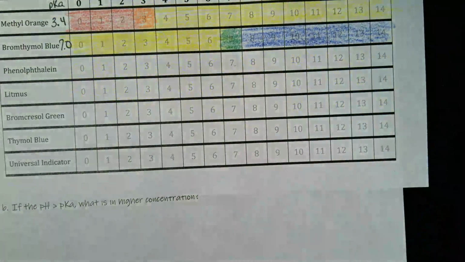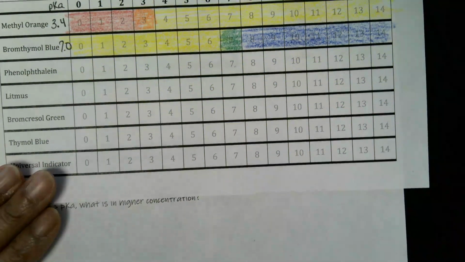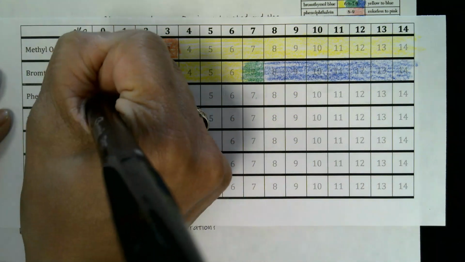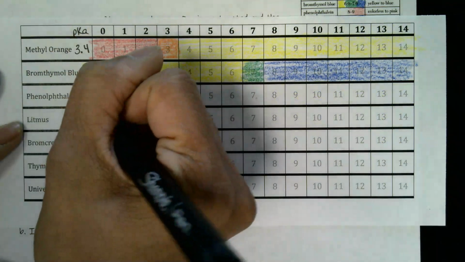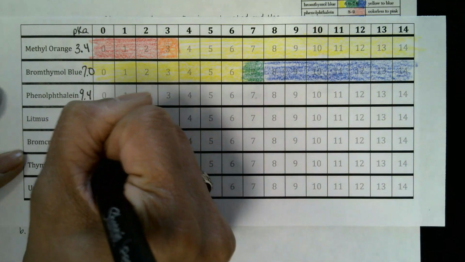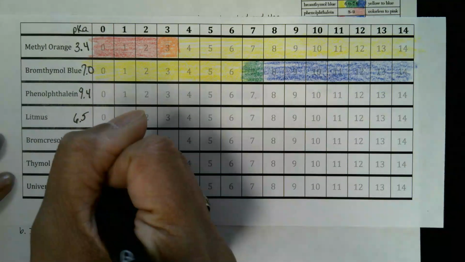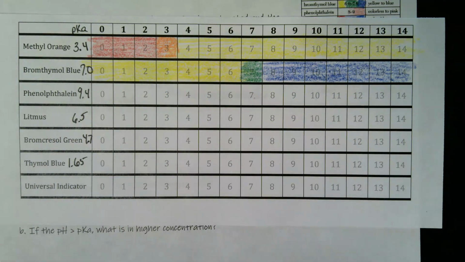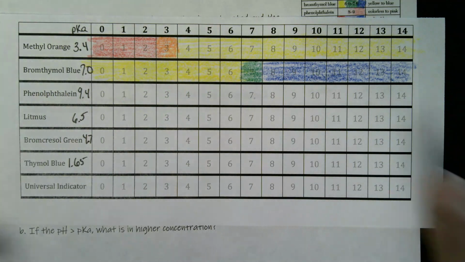All right, so essentially, you should get these all kind of filled in. Let me give you the other pKa values while we're here, though. Phenolphthalein is 9.4. Litmus is around 6.5. Bromocresol green is 4.7, and thymol blue is 1.65. Universal indicator, on the other hand, has a bunch of different pKa values, hence why it changed color more than just the 3 colors. It had a variety of different colors. That's why it's more universal.